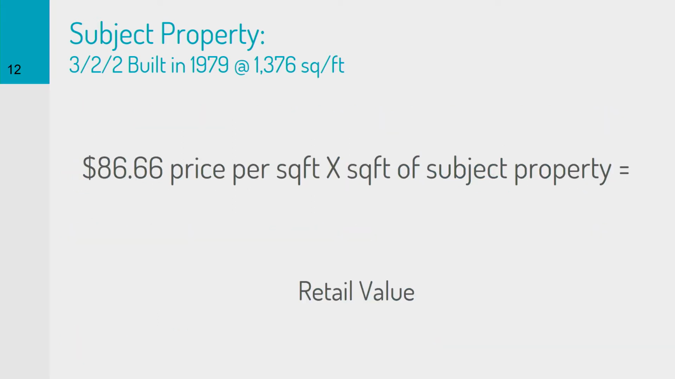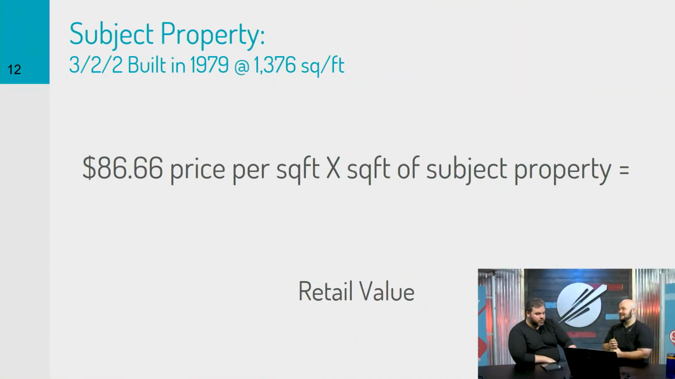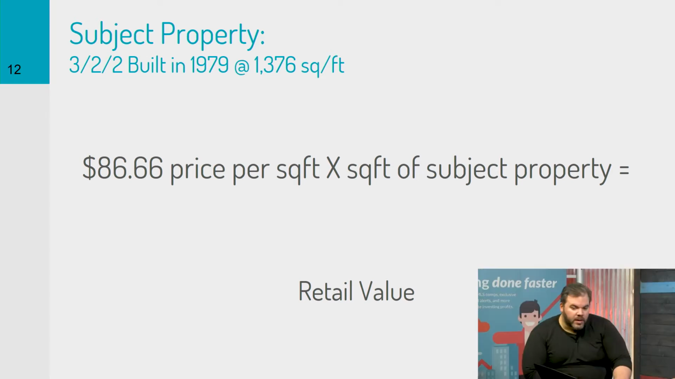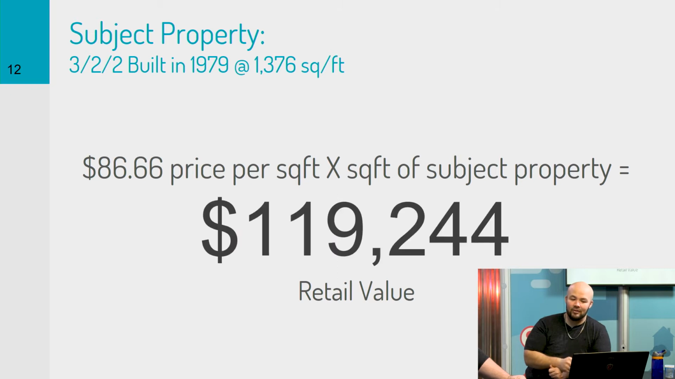All right. So I need to add all 3 of those. If I take all 3 together and divide by 3, add 86.49, 76.98, 96.51, add all 3 of them together, divide by 3, I'm now up to 86.66 price per square foot, times the square footage of the subject property. What's the size of the subject property? About 1,376 square feet. And if we take 1,376 square feet multiplied by 86.66 a foot, the retail value of our subject property is probably going to be somewhere around 119 grand.